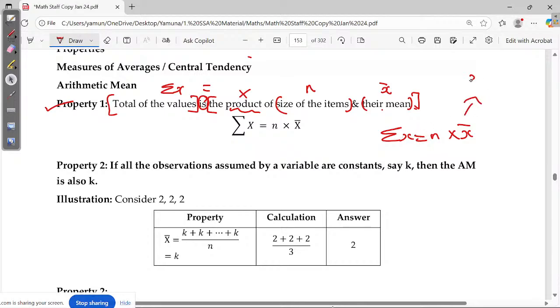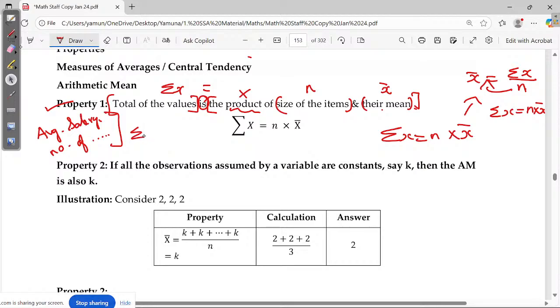Actually, when I write x bar, the formula is summation x by n. So I cross multiply so that I get summation x is equal to n into x bar. Is it okay? For example, average salary is given in your organization, and the number of employees working in the organization is given. Then you can find the total salary by using summation x is equal to n into x bar.